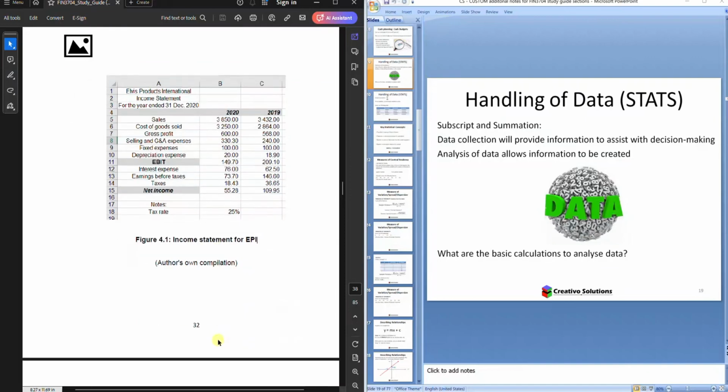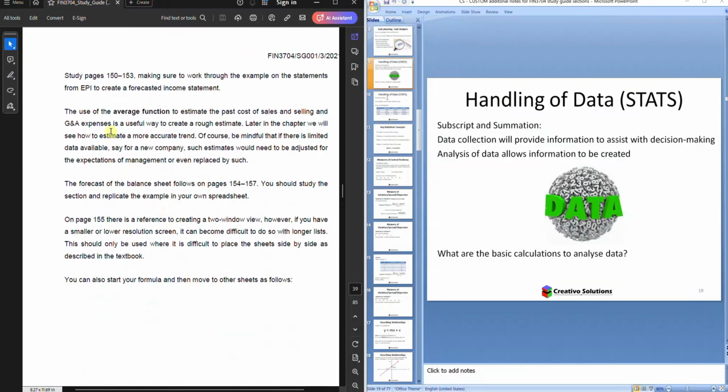This is an example. They're just showing you what they've used before. Notice this is the first time where they're talking about these inbuilt functions that you can make use of in Excel. Right, so they've spoken about the average function, and the average function is useful to estimate past cost of sales and selling expenses in a useful way to get a rough estimate. Okay, so remember in statistics, you're going to have lots and lots and lots of different years or months. You're not only going to have one.